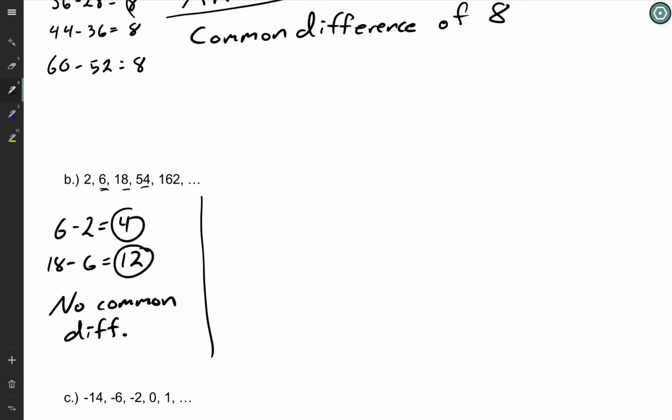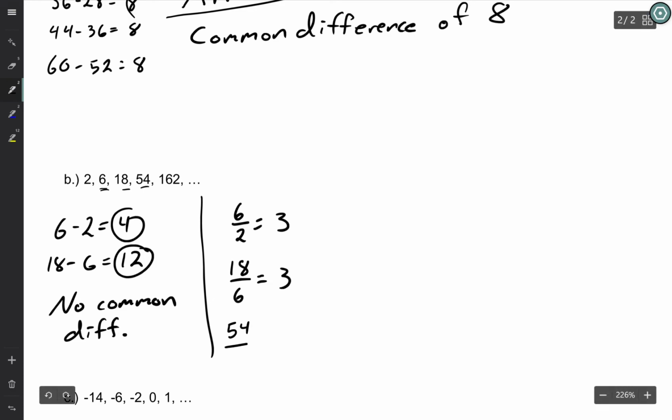Okay, so to check if it's geometric, we want to find the common ratio. Remember, ratios are like little division things. Okay, so let's find it. You do 6, and then the ratio is division, so divided by 2. 6 divided by 2, well, that's just 3. All right, let's try again. 18 divided by 6. Always pick the consecutive one. 18 divided by 6, that's also 3. All right, we're moving right along here. Let's try one more. 54 divided by 18, and that gives me 3 again.